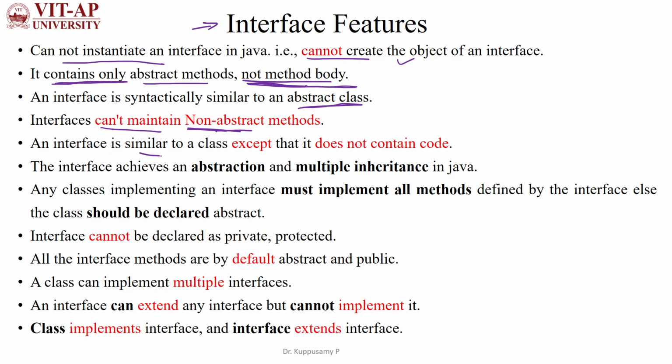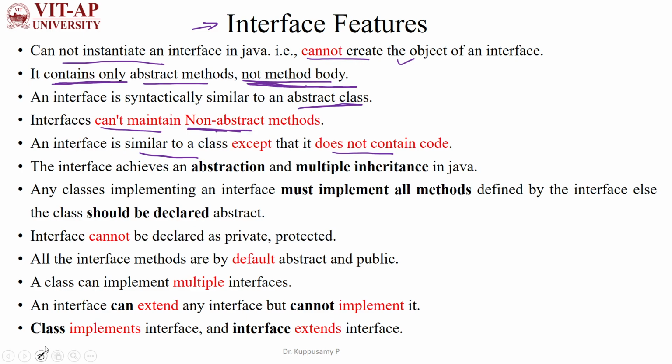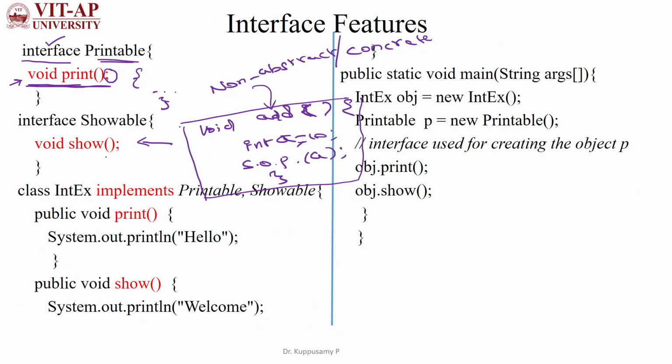An interface is similar to a class except that it does not contain code. You see, we are defining the methods here ending with a semicolon. It is equivalent to a class definition, but a class will have the definition for the method. I am having the method here, with the body of the content. So this is equivalent to a class which is defined inside the program.